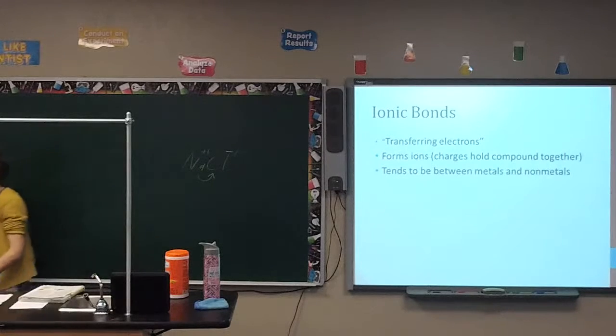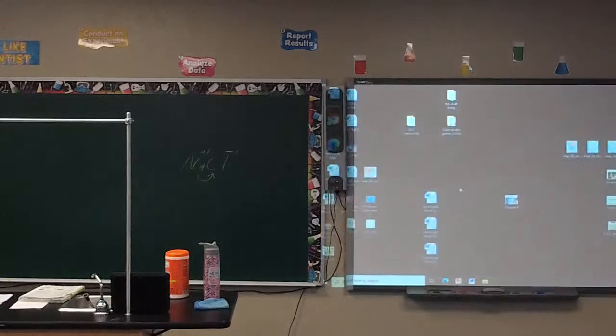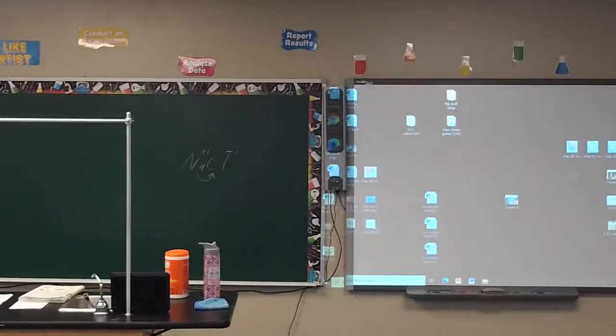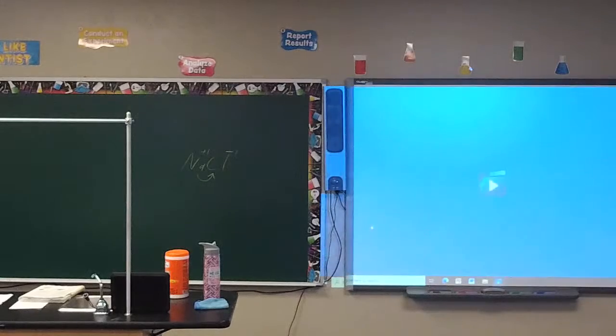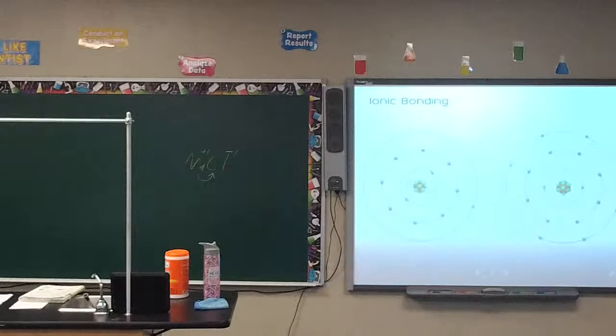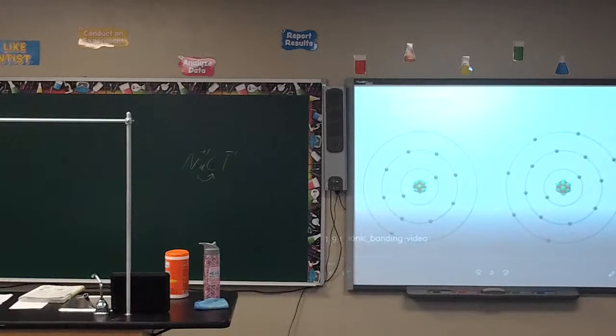So your book has the diagram trying to show you how it looks. I have a moving diagram to help show. This one's a little bit dramatic. Alright, so for this one is sodium, this one is chlorine over here. So that's how come they have one little electron out here.